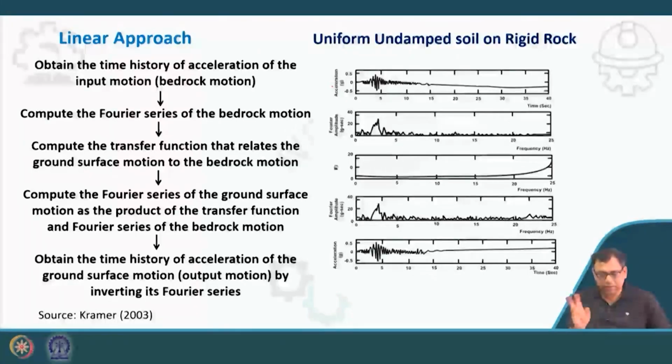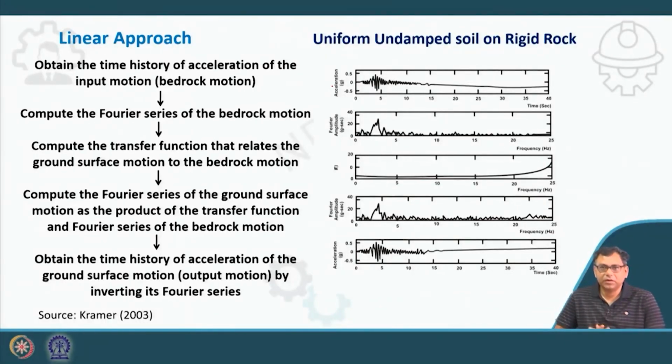Then you convert this time domain to frequency domain. You can do the Fourier transform to get from time domain to frequency domain. That means I will get the Fourier amplitude versus the frequency. I have already discussed that in my module 2. So, now you compute the Fourier series of the bedrock motion.